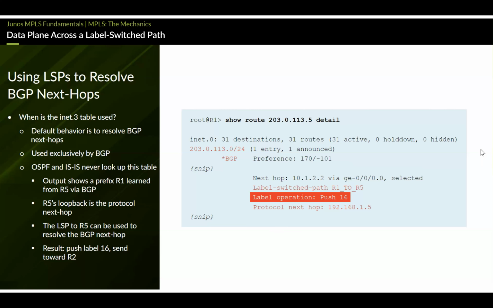So the number one point you have to remember is the inet.3 table. What is the inet.3 table? It's the MPLS routing table, and only BGP can communicate with the inet.3 table. No other routing protocol can communicate with the inet.3 table. This is the statement, and this verification we can check after the lab.